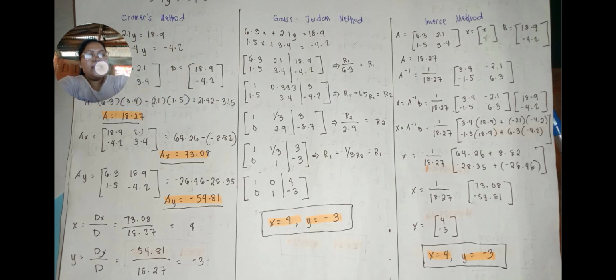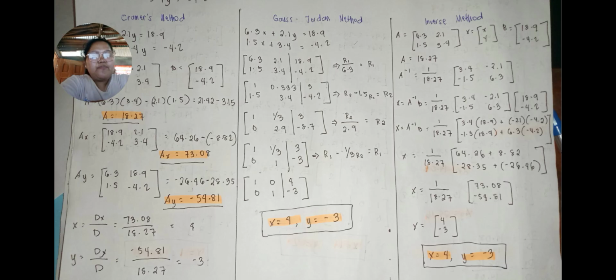We are going to copy the given equation. So, let us separate with the augmented matrix. 6.3, 1.5, 2.1, 3.4, and for the right side, we have 18.9 and negative 4.2. So, we have here the formula in order to get the one value of the row 1, column 1. So, row 1 divided by 6.3. It results to 1 and 0.33, and for the right side we have 3.